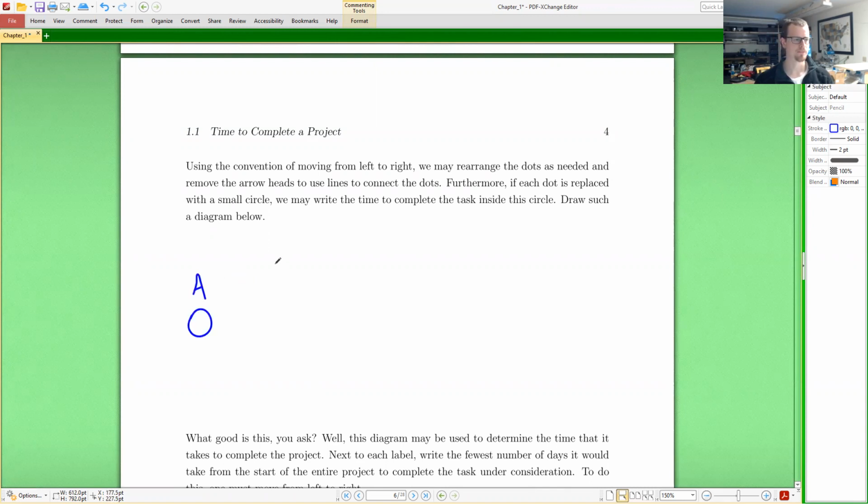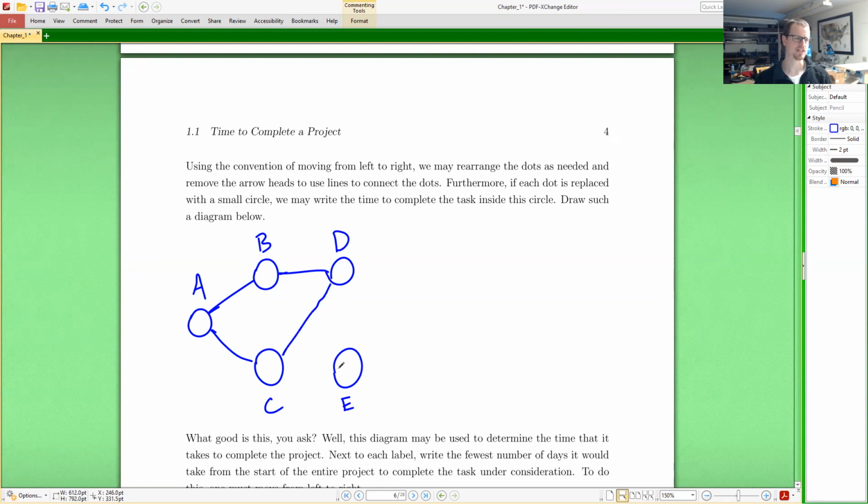So we have task A, and then we had tasks B and C, and then we had task D, and we had task E. A had to be completed before B, and A had to be completed before C. B and C had to be completed before we could go on to task D, and task C had to be completed before we could go to task E.